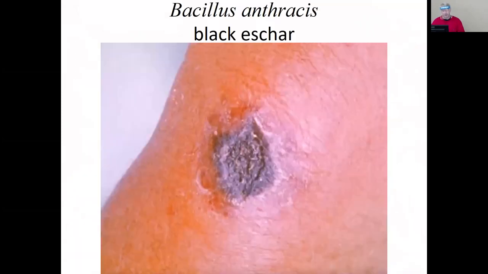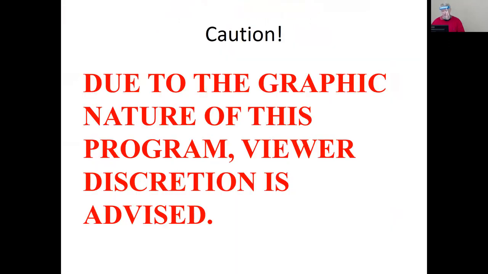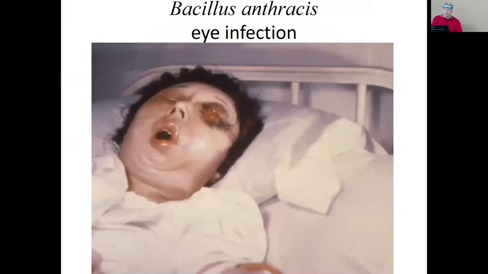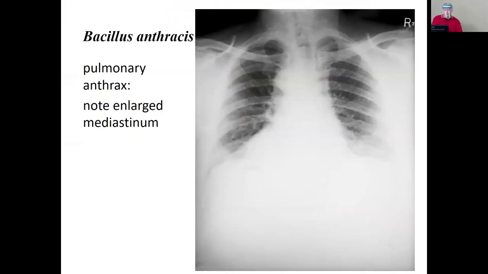Okay. There's that black eschar skin. Here's a cerebral hemorrhaging. And then we have, due to graphic nature, viewer discretion is advised. So here is an eye infection with Bacillus anthracis. This is pulmonary anthrax. Note the large mediastinum here.